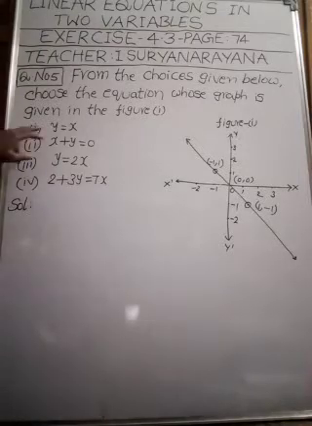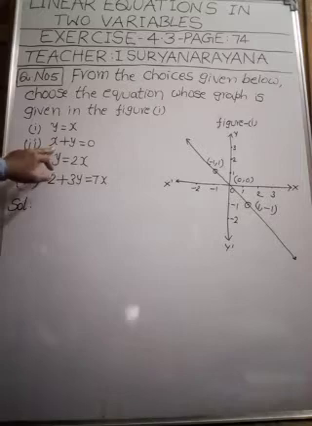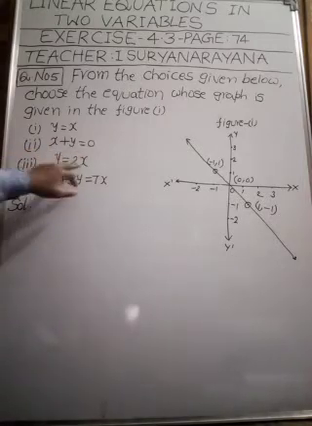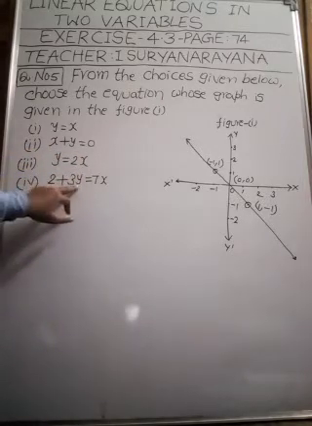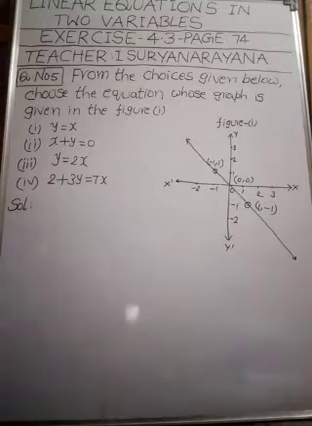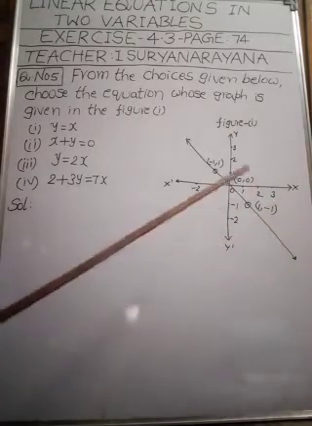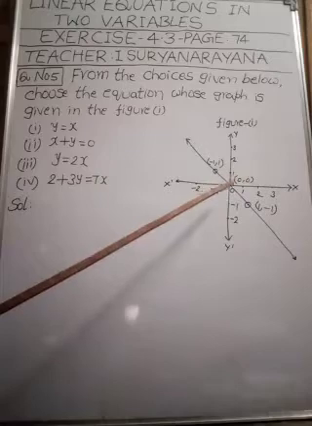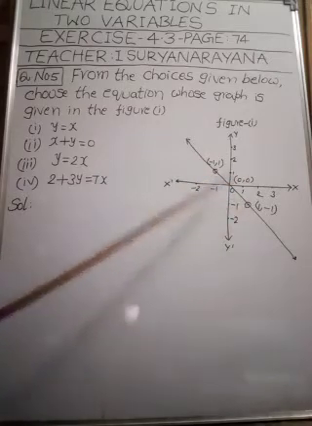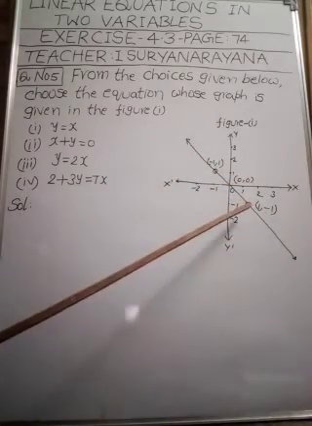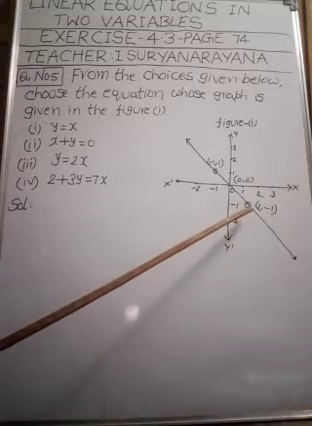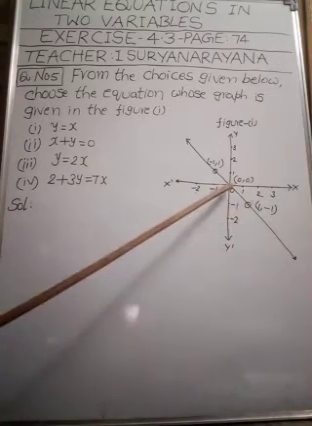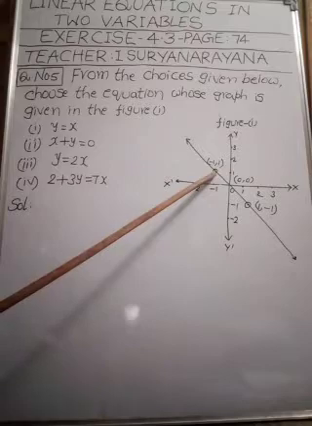Right. See here, y is equal to x, x plus y is equal to 0, y is equal to 2x, 2 plus 3y is equal to 7x. These are the choices given. Here in the graph, see on this line, it is a straight line. On this line, the points are plotted: 1 comma minus 1, 0 comma 0, minus 1 comma 1.